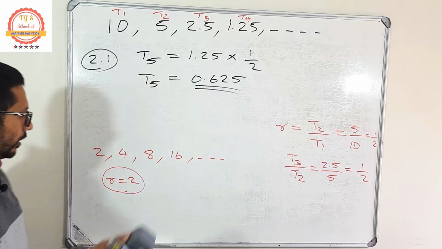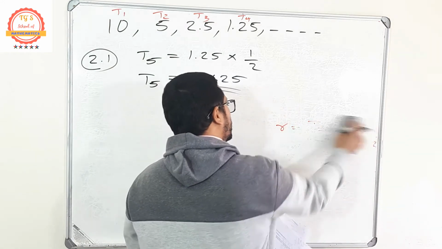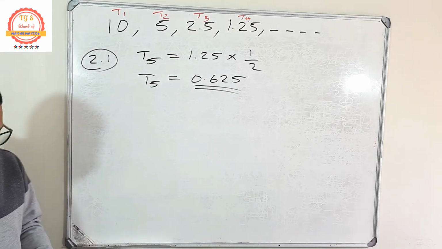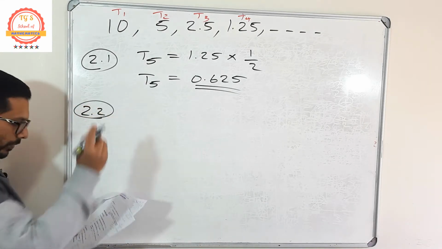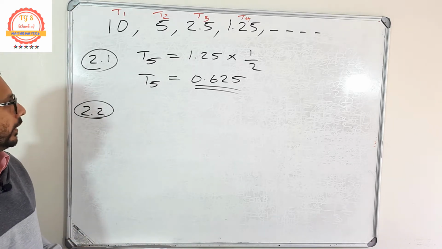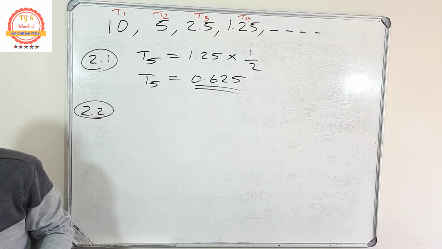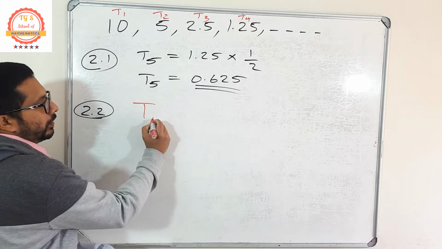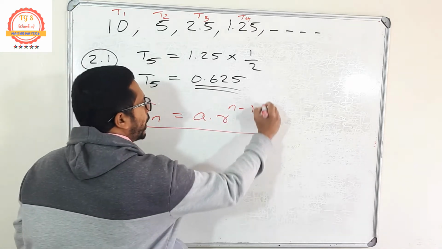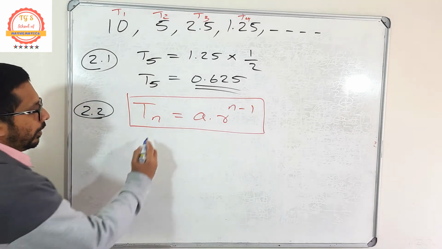Question number 2.2. Determine the nth term Tn in terms of n. You have to find the nth term. Since this is a geometric sequence, what is the general formula to find the nth term? Tn is equal to a into r raised to n minus 1. This is the formula to find the nth term of a geometric sequence. So here, how can you write that?